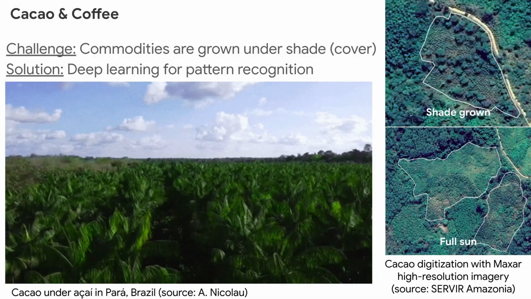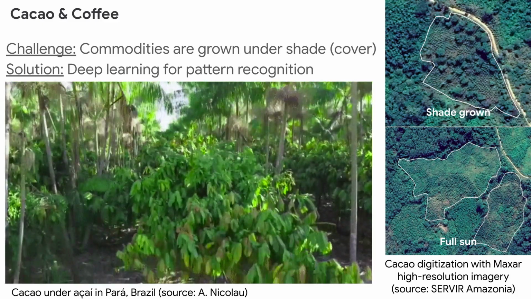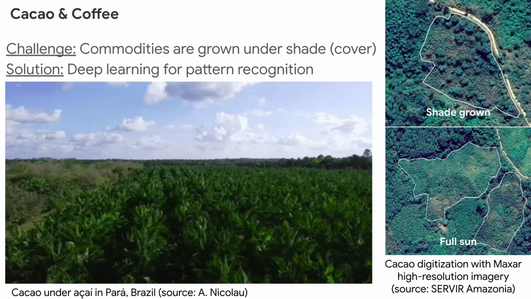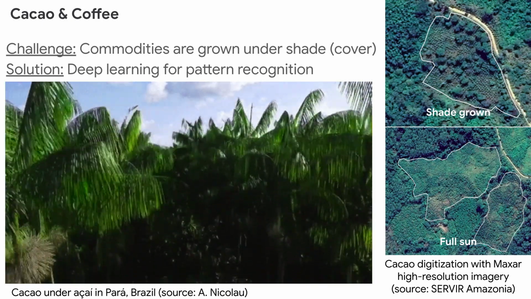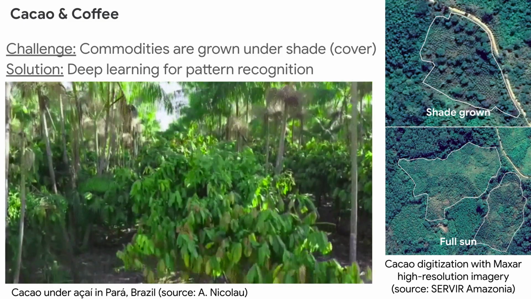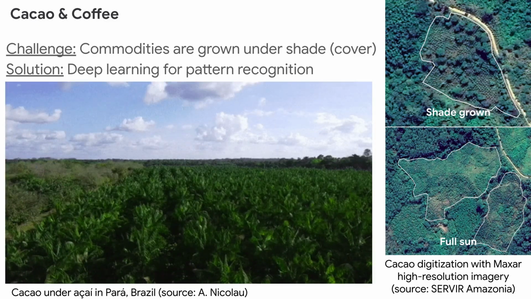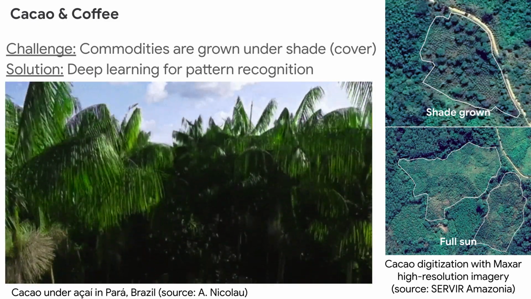Then you get into something like cacao and coffee. This stuff's under trees, right? And this is a nice little visual to show you the complexity of this stuff, where it gets really hard to identify things that are under other things, right? And so there's, again, time series analysis and deep learning pattern recognition analysis.